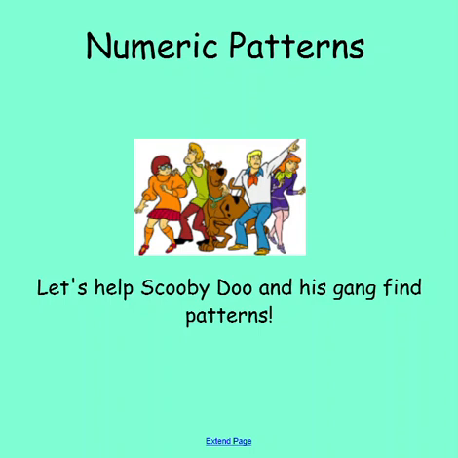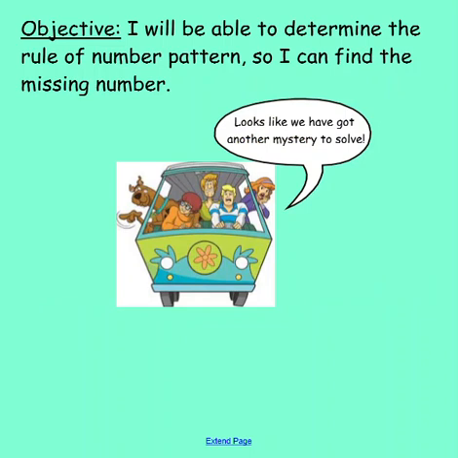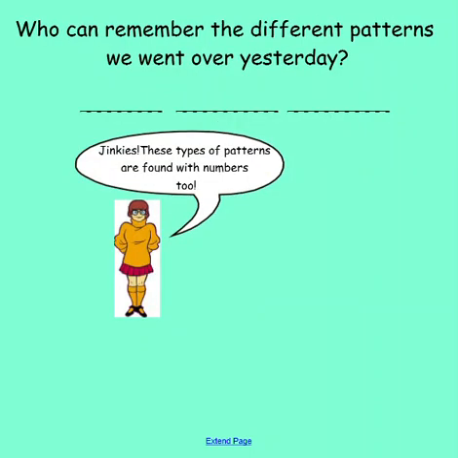Okay, you should have your notes in front of you for numeric patterns. Today we're taking what we did yesterday with geometric patterns and we're switching pictures to numbers. Before we start, let's talk about the objective. You're going to be able to determine the rule of a number pattern so that you can find missing numbers. You've done this before, and it should be pretty easy now that you have your brain thinking about how patterns can change. Yesterday we had 3 different patterns.